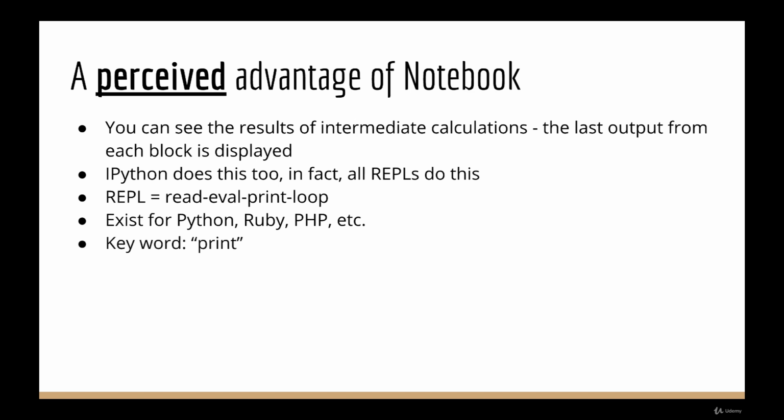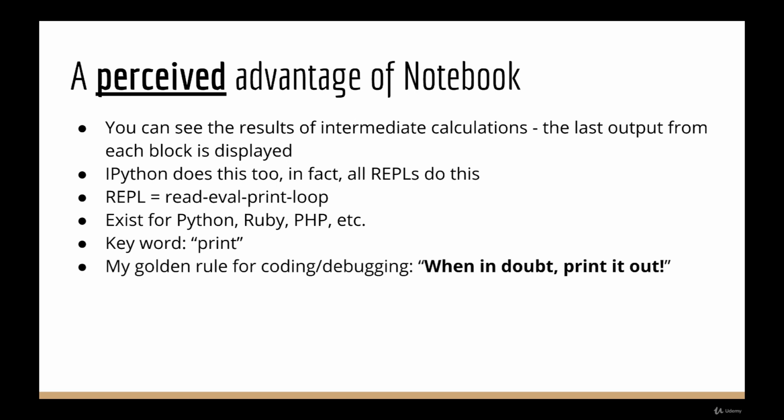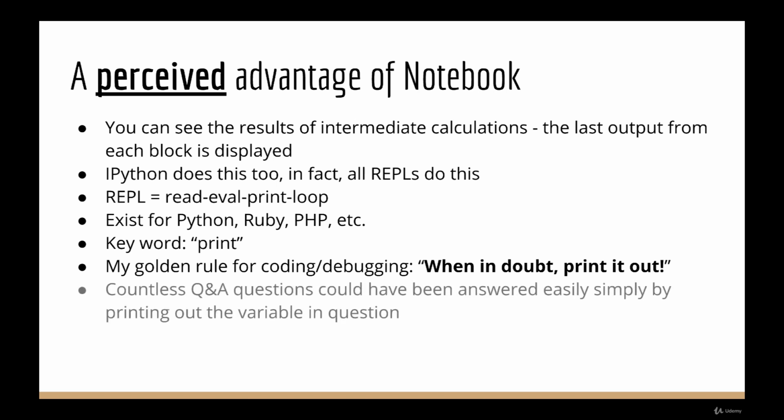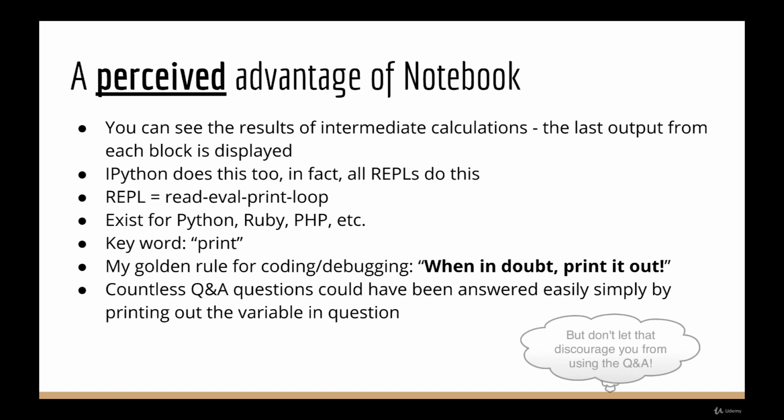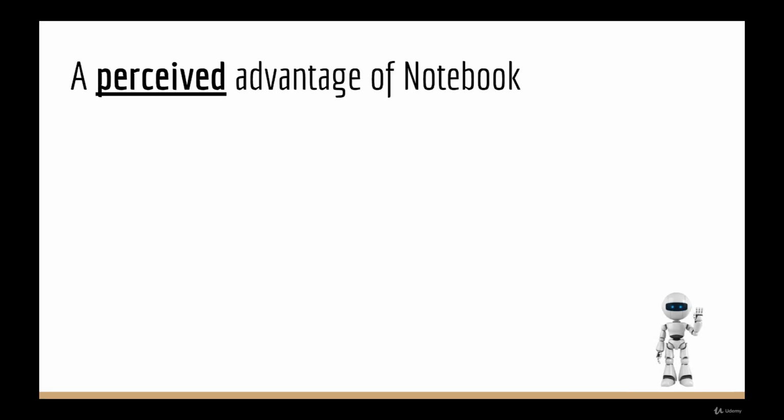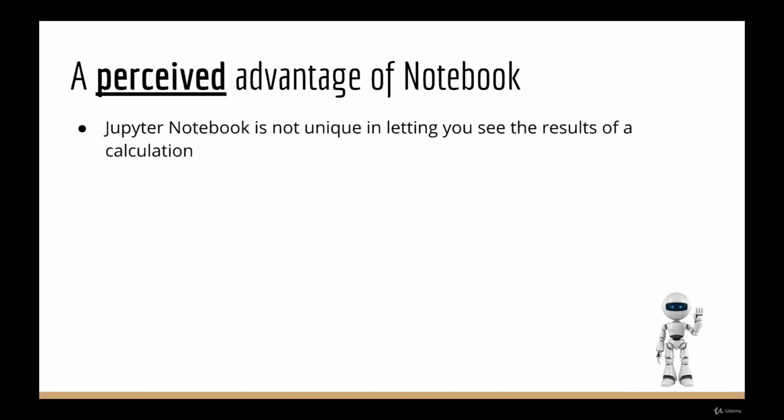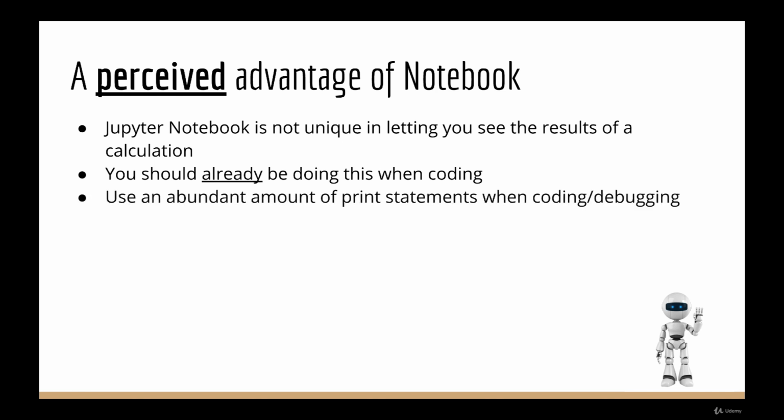Why is that? Well, one of my golden rules for writing and debugging code is when in doubt, print it out. I can't tell you how many times I've gotten a question on the Q&A when it could have been easily answered by inserting a print statement into the existing code. Anyway, what's the point of this long discussion about printing things out? Well, it's that if you think Jupyter Notebook is the only program that helps you do this, you need to expand your horizons a little bit. You should, in fact, always be doing this. If you're not using an abundant amount of print statements while coding, you are not doing it right.